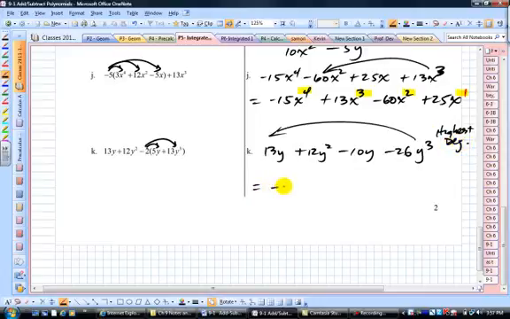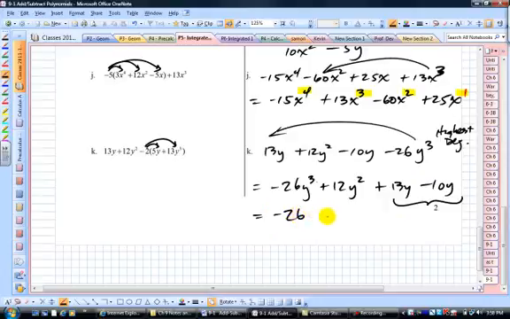Alright, so what is this equal? Negative 26y cubed. That's a y cubed here. Alright, and then the y squared comes next, so plus 12y squared, and then plus 13y minus 10y, and these terms are like, so we got negative 26y cubed plus 12y squared. 13 minus 10 is 3, so plus 3y. And there you go. That's how it is, guys, okay? So try your homework, and I'll see you tomorrow.